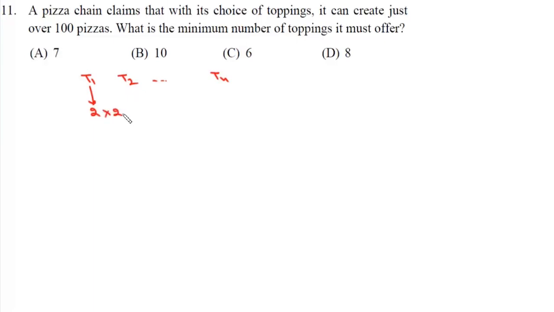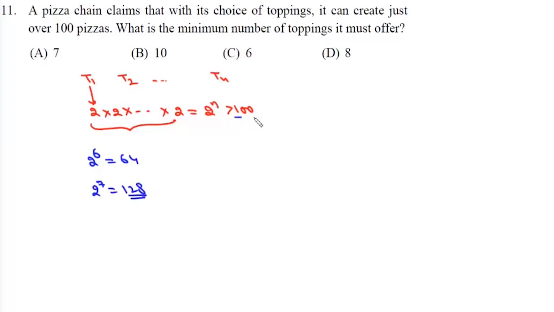Now for the second also, again we'll have two options. And for the nth also, we have two options. So the total number of different pizzas that can be formed using all the toppings will be given by 2 to the power n. Now this 2 to the power n must be greater than 100. Now we know that 2 to the power 6 is 64 and 2 to the power 7 is 128. So the minimum value of n must be 7, and that's your option A.